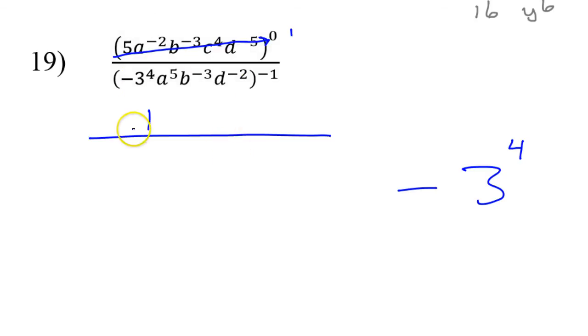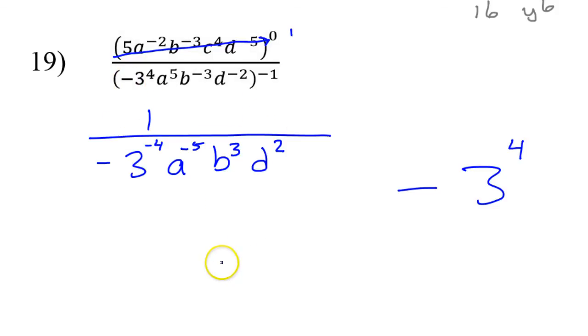So I am going to apply the negative 1 power to all of these things. That means I am going to multiply all these exponents by negative 1. Like I told you, the negative's not going anywhere. So I'm going to have 3 to the negative 4 power, a to the negative 5 power, b to the positive 3 power, and d to the positive 2 power. Now I've raised everything to the negative 1 power.